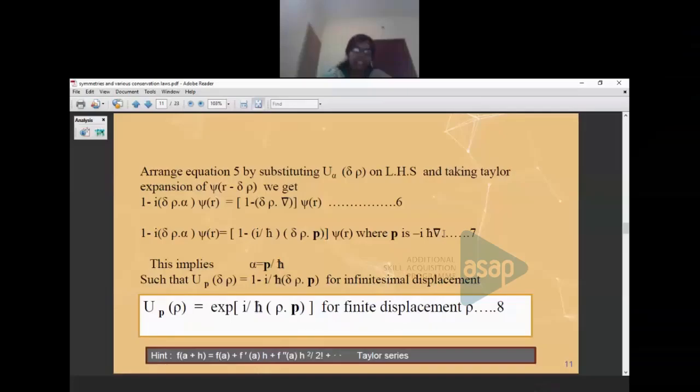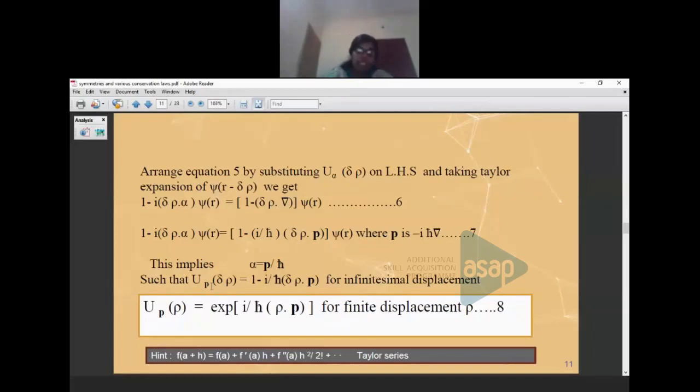Then when you compare, look at the left-hand side, look into the right. You will see that this term α and this P, they are connected by a term. Earlier we had written it as α because we didn't know the correct value. We only had the idea that it's a Hermitian operator. We are first following the basic principles of quantum mechanics from which we started. Now we have a definite value for this operator, that is U_P(δρ) is 1 − (i/ħ) δρ·P.